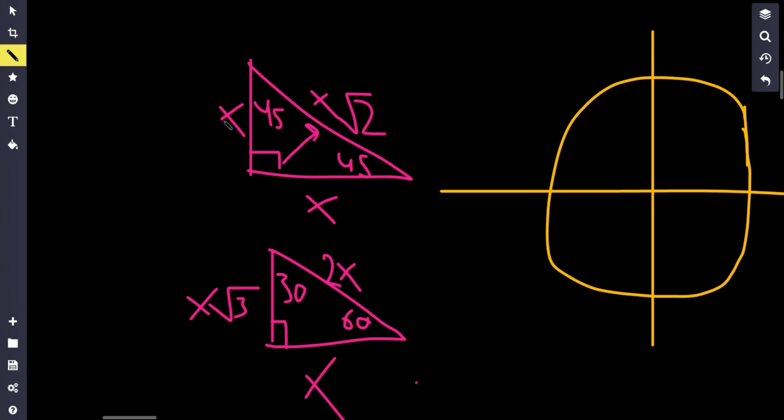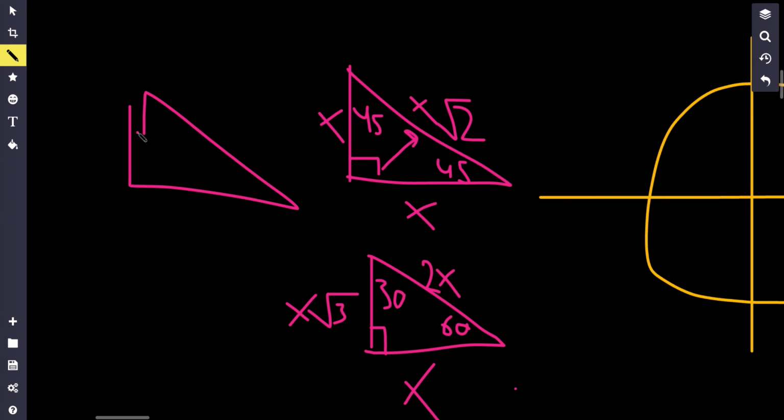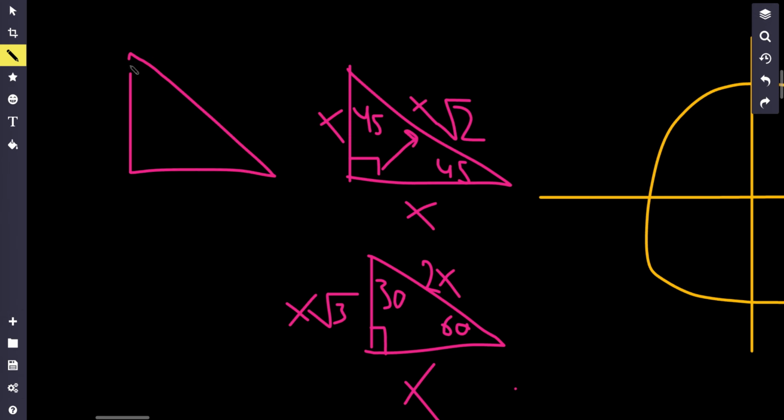So if these two sides are x, let's say I have a 45, 45, 90 right triangle, and these two sides are 3, well, then the hypotenuse is going to be 3 radical 2. Hypotenuse is always radical 2 times longer than the other two sides.